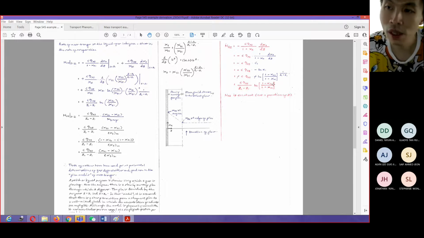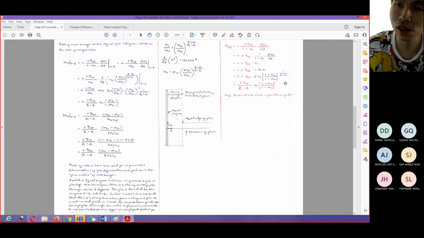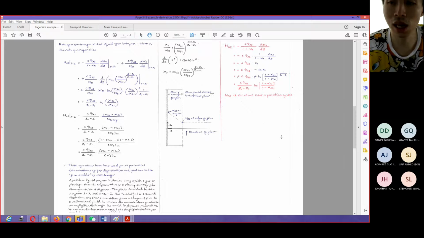So this one is XA2. You can see that there is no Z variable that appears in this particular equation, meaning that this NAZ is not a function of Z. Okay. So it's very important that sometimes you cross-check your equations again to make sure that what you get is correct.